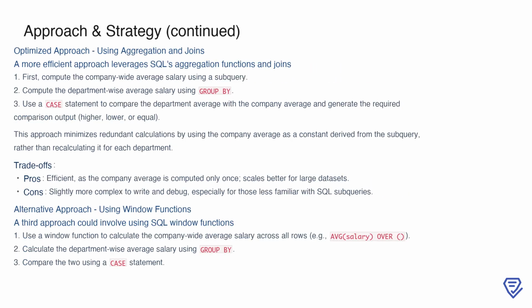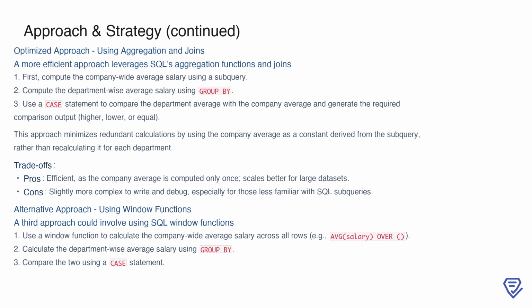A more efficient solution involves leveraging SQL's aggregation functions and joins. In this optimized approach, we first compute the company-wide average salary using a subquery. By treating this value as a constant, we avoid redundant computations. Next, we calculate the average salary for each department by grouping the data using the GROUP BY clause.